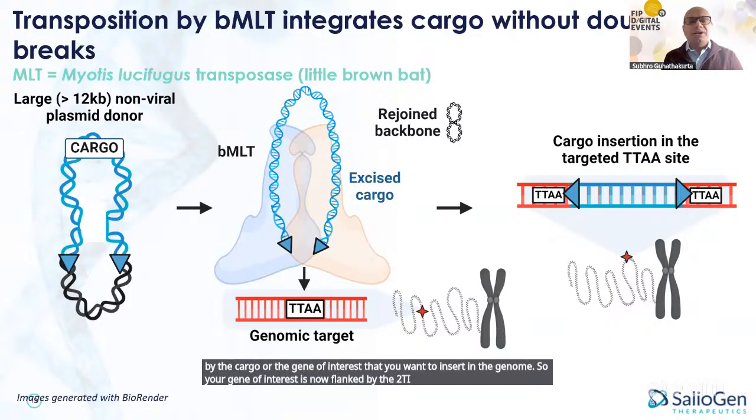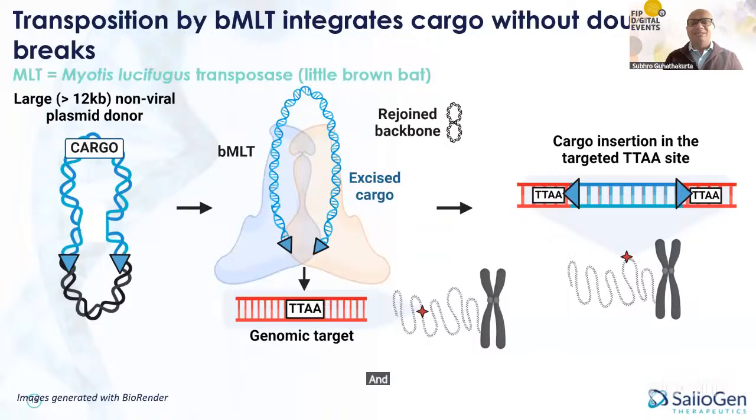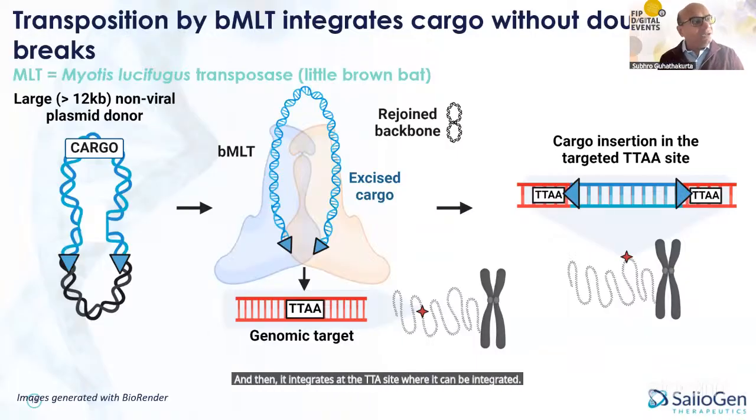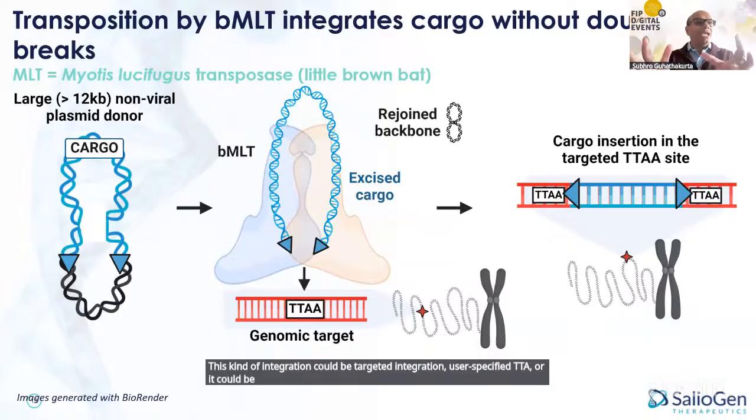When you co-overexpress that in the cell with a transposase, that transposase excises it out from the donor DNA plasmid, and then it integrates at the TTAA site where it can be integrated. This kind of integration could be targeted integration at a user-specified TTAA, or it could be semi-random, at any TTAA that it can be integrated. Both types of gene therapy have value, which I will be discussing.